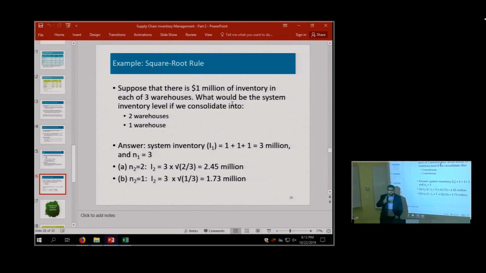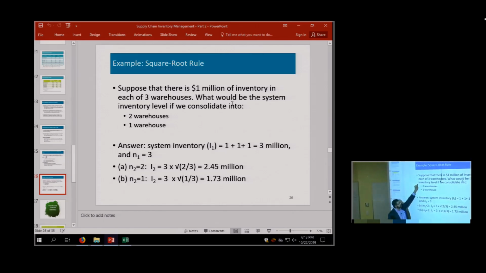If I have 1 million each and I have 3 warehouses, 3 million, right? Okay, so I have 3 warehouses right now. I want to see what happens if I go down to 2 warehouses and what happens if I go down to 1 warehouse. I want to check both options.